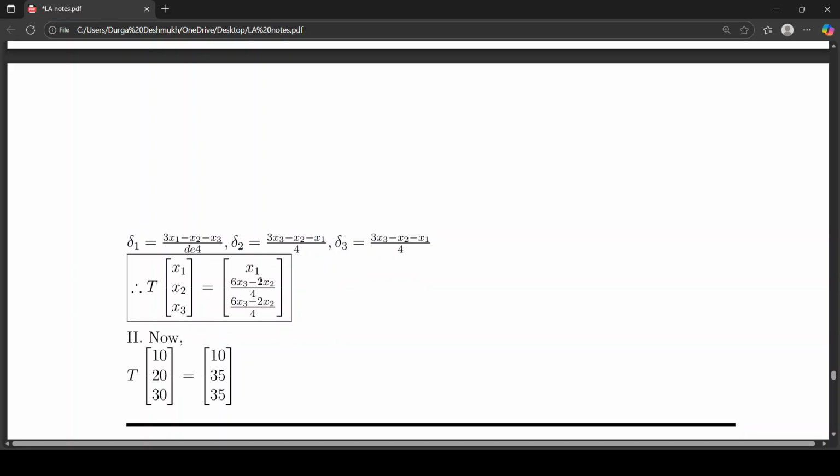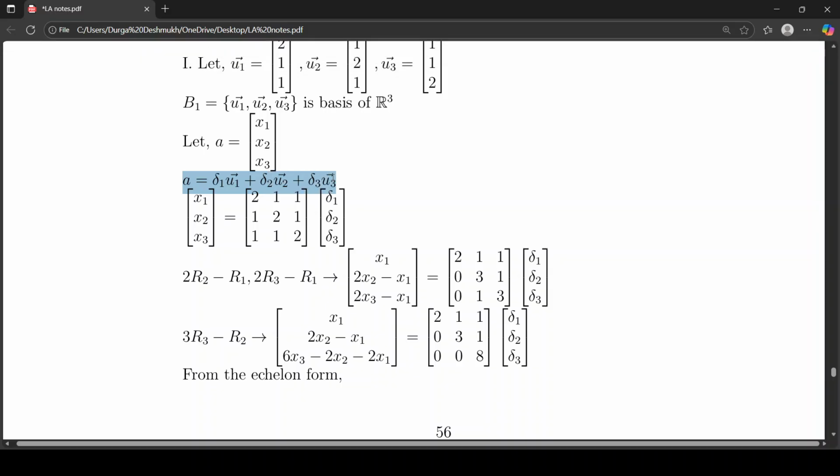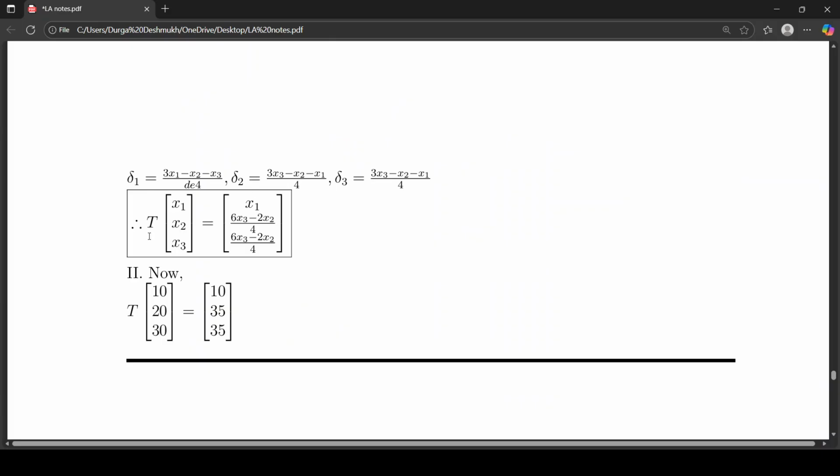This seems different from this because I resubstituted the values of delta into this equation again, and solved it, and then got this final result. I have not included the entire steps, but that's how you are supposed to do it. Now if it is asked to find the transformation of any random element, we just need to put 10, 20, 30 in place of x1, x2, x3 and get the image.